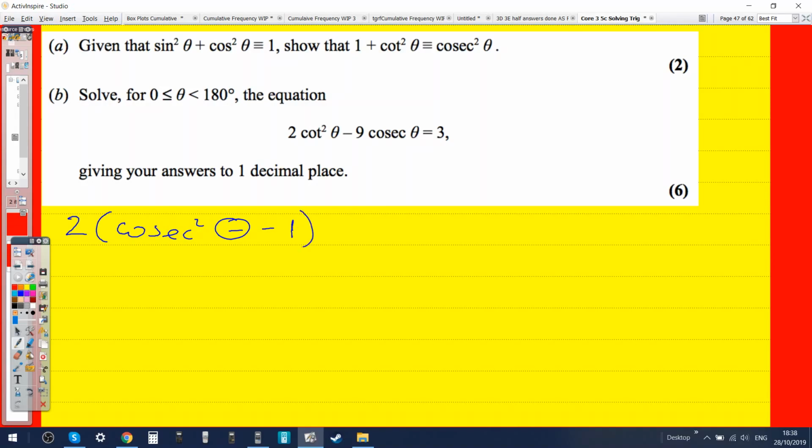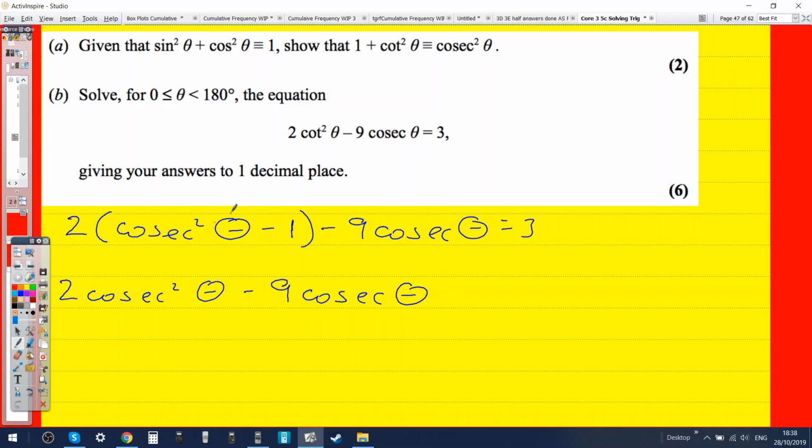So 2 cosec squared theta minus 9 cosec theta minus 4 equals 0. And that you put in the calculator. And what was the number at the end? Minus 4. So when you expand the bracket, what do you get? Oh, I didn't expand the bracket, so it's minus 2. Yes, so it becomes minus 5. So you did the same thing last time, so just watch out for that.